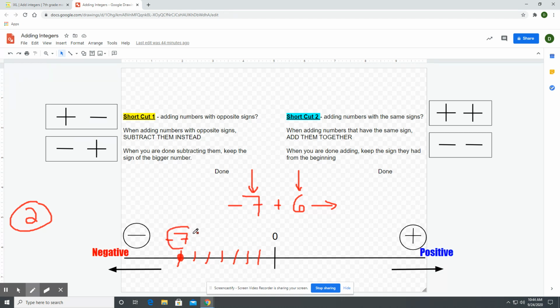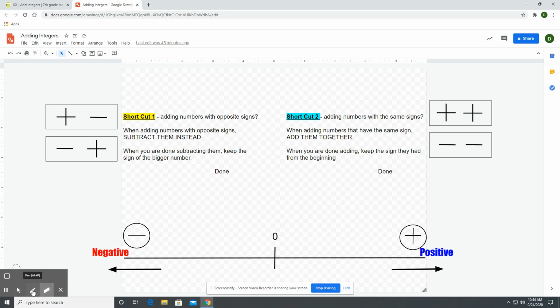Here's our starting point. Now let's go to the right 6. So there'd be 1, 2, 3, 4, 5, 6. I end up here at -1. So my answer is -1. Let's do one more. Let's say it's something like -2 plus -3. Again, don't forget, starting point. So let's start here at -2.